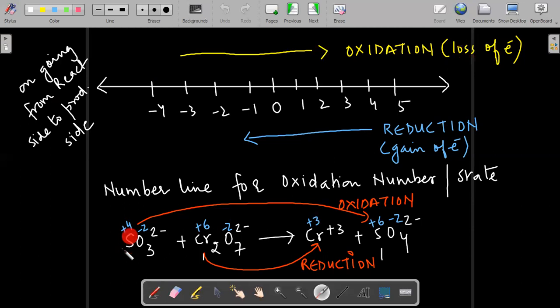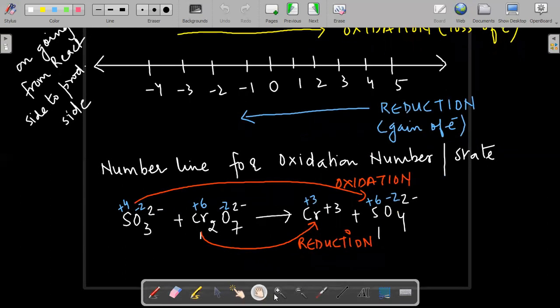See, the sulfur here is +4. This has gone to sulfur +6. Now +4 to +6, you are moving forward on the number line, right? So it is oxidation. In the second case, chromium is +6 and here chromium is +3. So +6 to +3, you are moving backwards on the number line, from 6 to +3. So this is reduction.